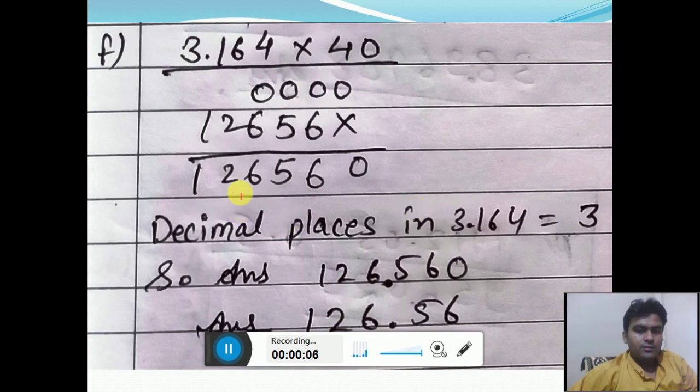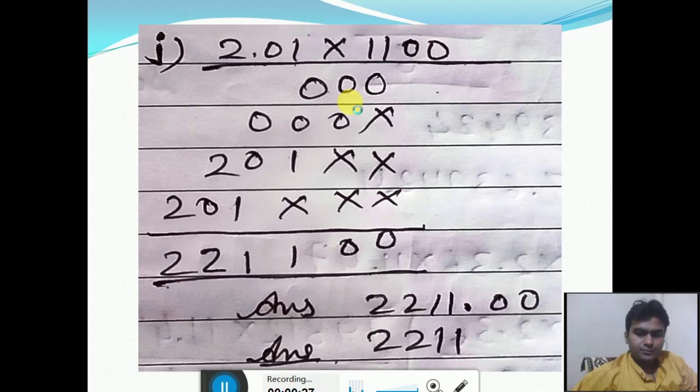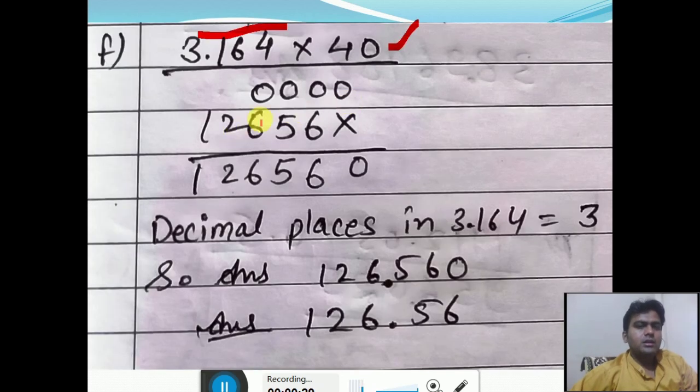First F, that is 3.164 into 40. Now here the multiplier is 40. So what you have to do here, you forget the decimal point and just multiply this 40 with 3164. So what you will get by multiplying, you will get 12654. I think you know the table of 4.